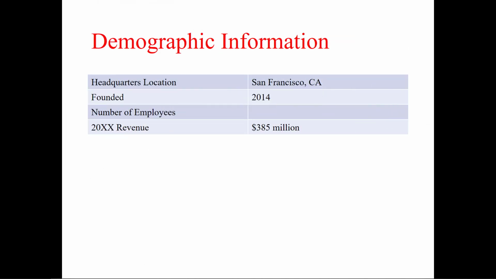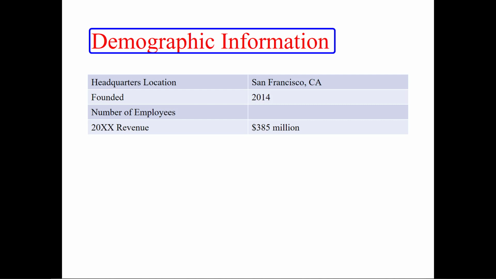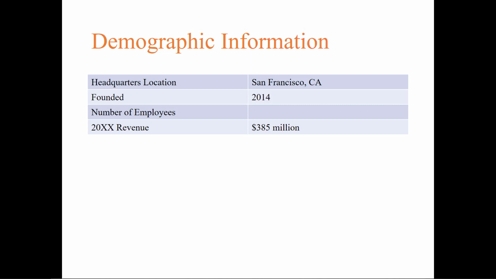Another transition. We have demographic information in red, and we'll see that once we click, that demographic information will change. And we're emphasizing the font with a different color change. You'll also notice that number of employees has been omitted here.